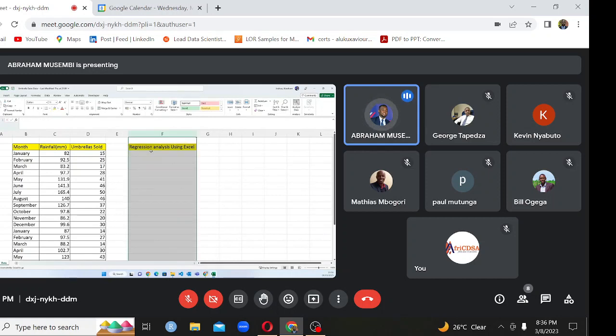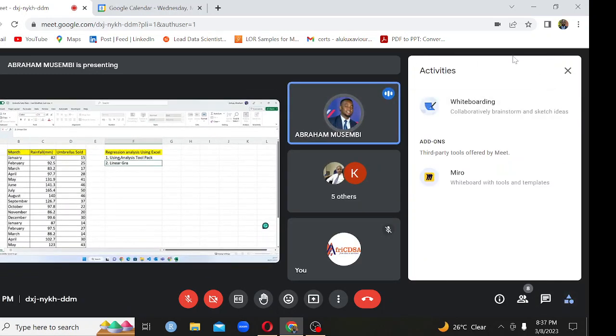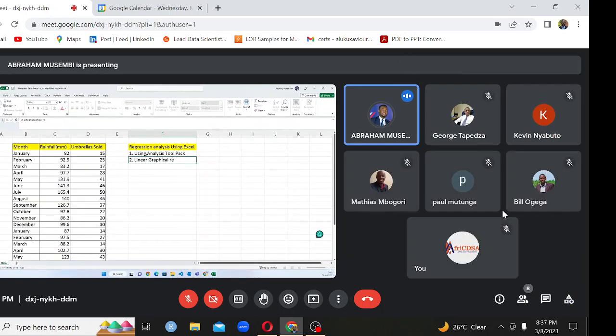Okay. So under this we have three major methods. The first is using the Analysis ToolPak. The second is by using graphical, that is linear, graphical representation.